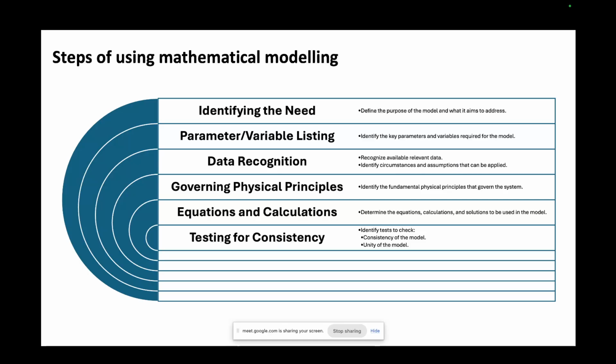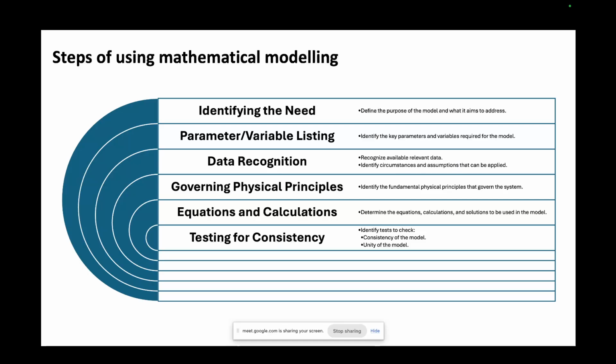So we understood why we use mathematical models, specifically in biological systems. Next are the different steps of using this type of modeling in biological systems. First, and the most important part of mathematical modeling, is identifying the need, to define the purpose of the model and what it aims to address. So the first and most important thing is to have the question you want to answer. You need to be very clear about what you are trying to answer, because your model building and simulation will revolve around that. So identifying the need is the most important thing.